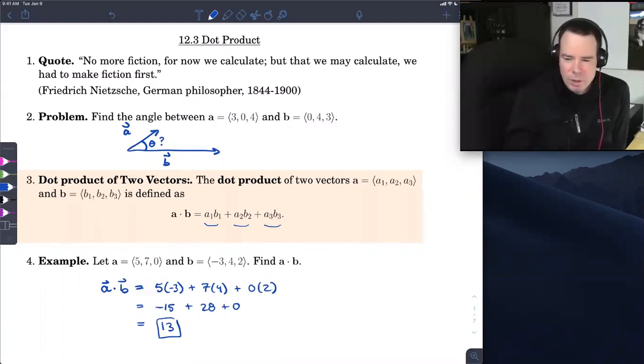But if we were to think about it this way, suppose I was to take a unit vector in the same direction as A and a unit vector in the same direction as B, and then take their dot product. That number that I get out is telling me in some sense how much those two vectors are pointing in the same direction.